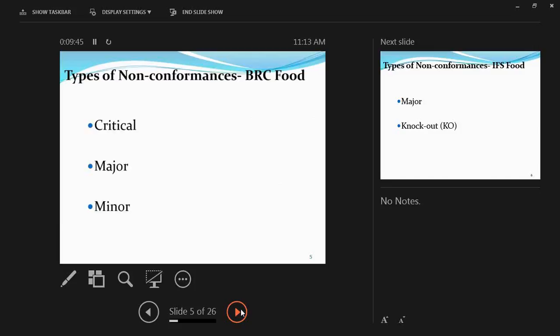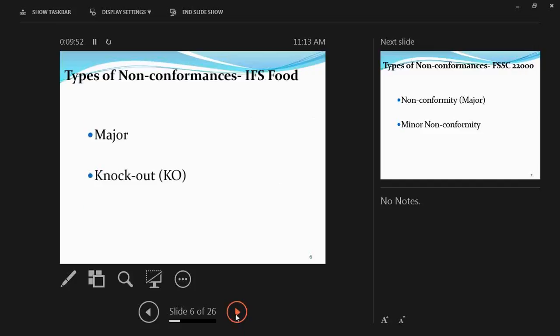Now let's see what IFS Food says about the types of nonconformities. In IFS, there are only two kinds of nonconformities, which are major and knockout. This is slightly different from the other two standards, SQF and BRC. Both will lead to a subtraction of points from the total amount. A knockout will reduce the total score by 50%, and a major nonconformity will reduce the total score by 15%. If a company gets one of these nonconformities, either a major or knockout, then the certificate cannot be awarded as far as the IFS Food standard is concerned.